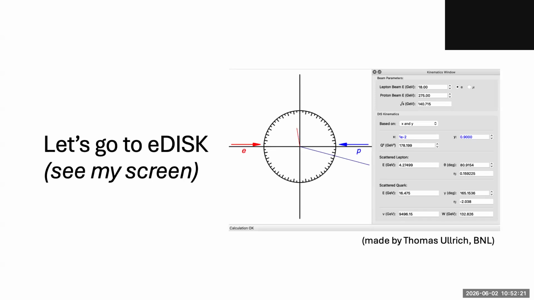Maybe it's too low. Can you see it? Can you see the board?